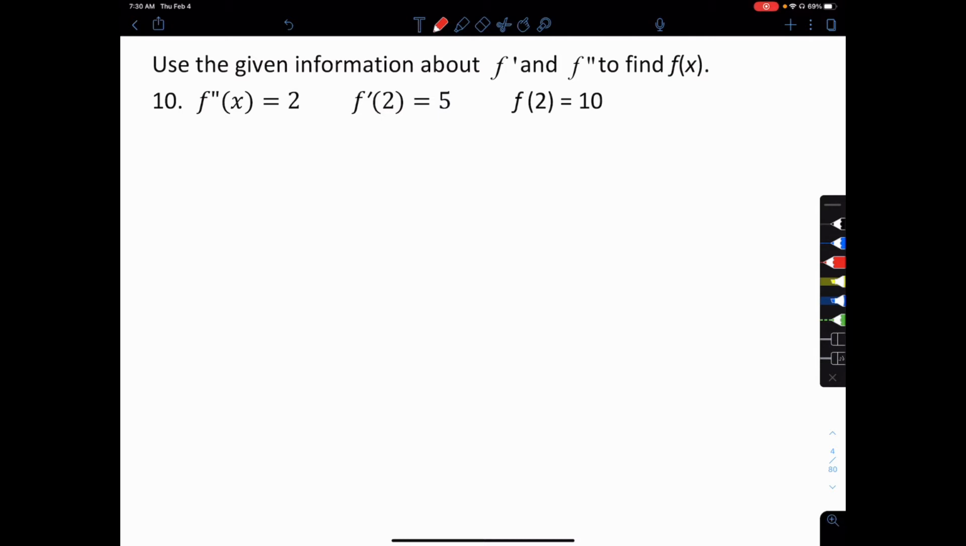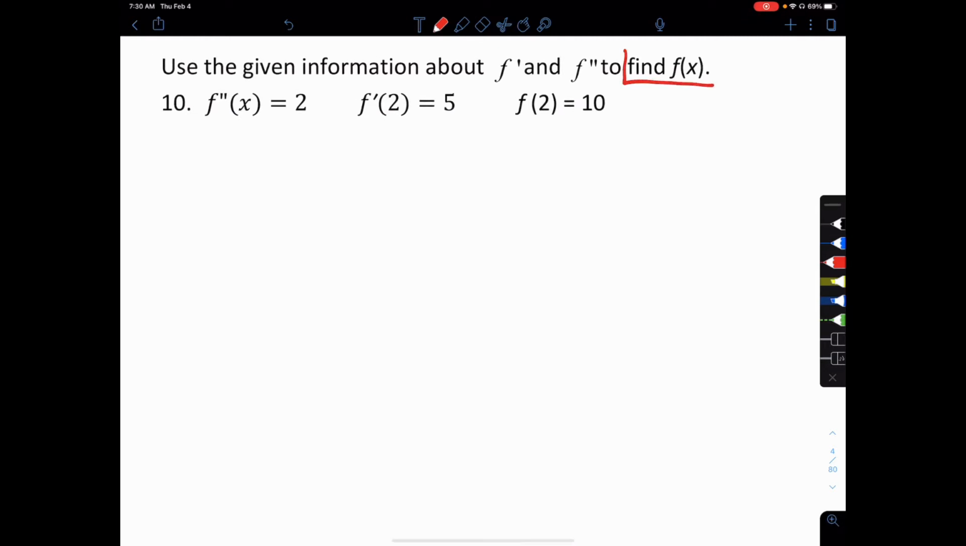Use the given information about f prime and f double prime to find f of x. So we're supposed to find f of x. We're going to start with the only function that we're given, which is f prime.